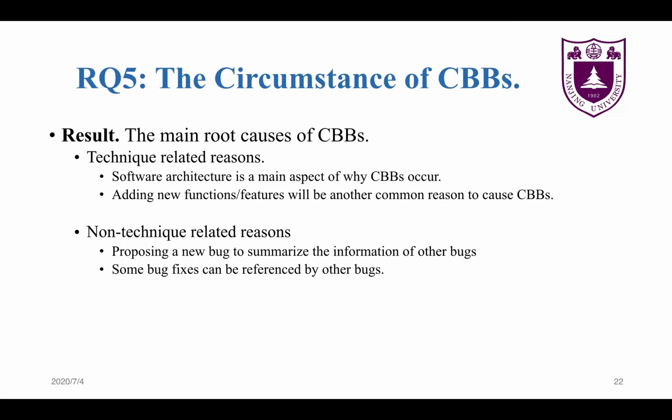Through our manual analysis, we summarize two types of reasons CBBs block multiple bugs. One is the technique-related reasons. If the multi-blocking is related to software itself, we classify the reasons into this group. If the multi-blocking reason is not related to software itself, we classify the reason to non-technique related reasons. Here we also list several specific causes of CBBs.